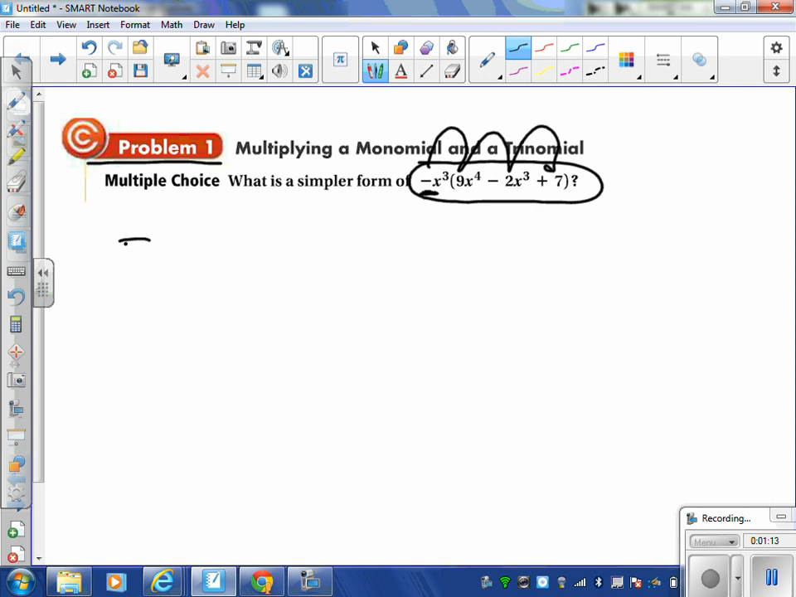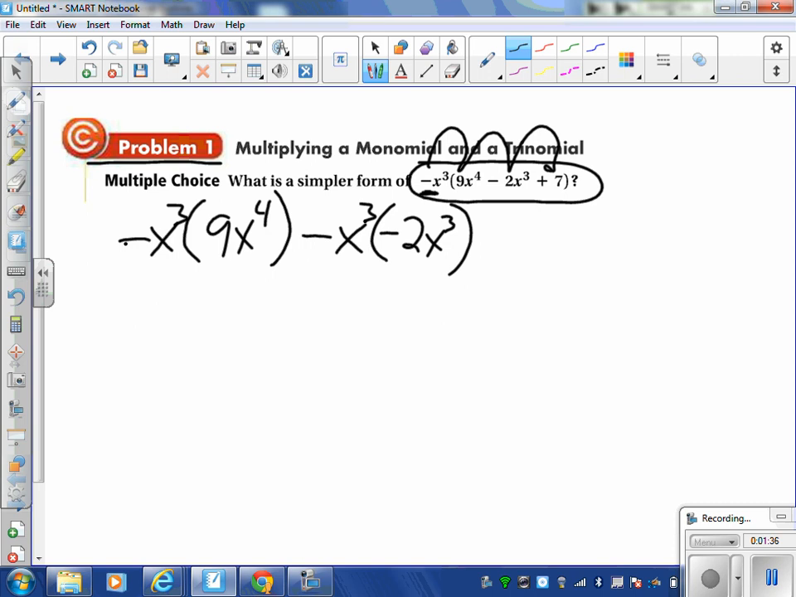I would need to take negative x to the third power times 9x to the fourth power. And again, take the negative x to the third power times negative 2x to the third. And then again, take negative x to the third power times 7.